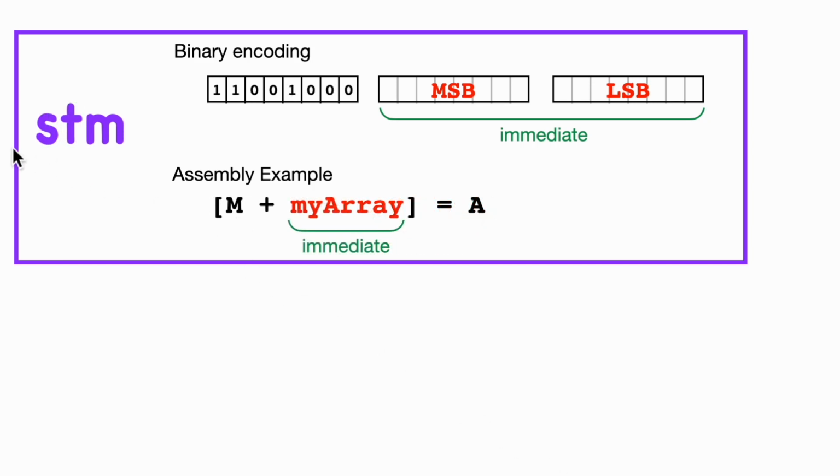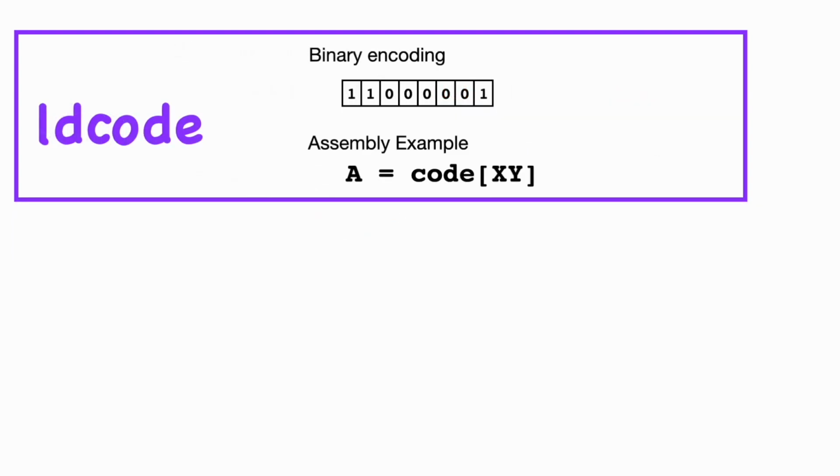There's also a corresponding store M instruction, in which case a byte is always moved from the A register into an address that is the sum of the value of the M register with a 16-bit immediate value. Now here's this load code instruction that was mentioned earlier. It's encoded using a single 8-bit opcode, and it moves a byte from memory into the A register. The address comes from this 16-bit register XY.